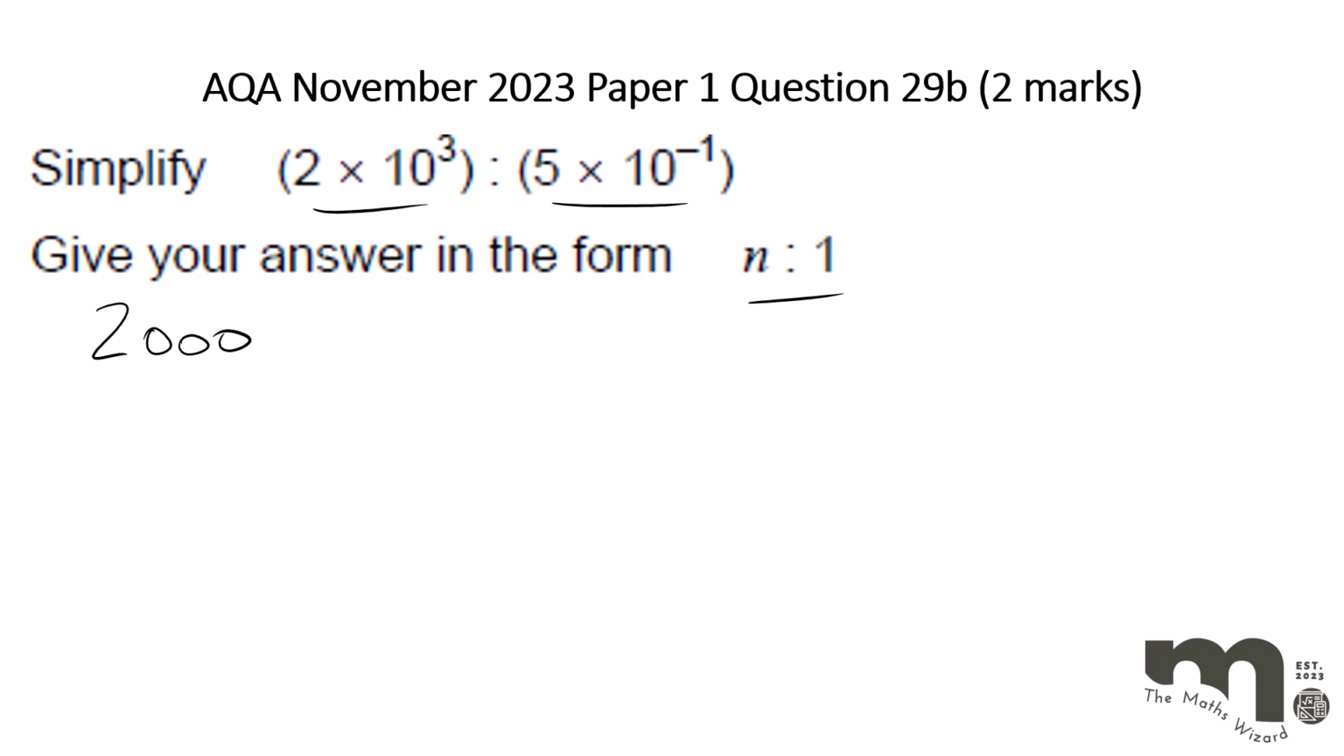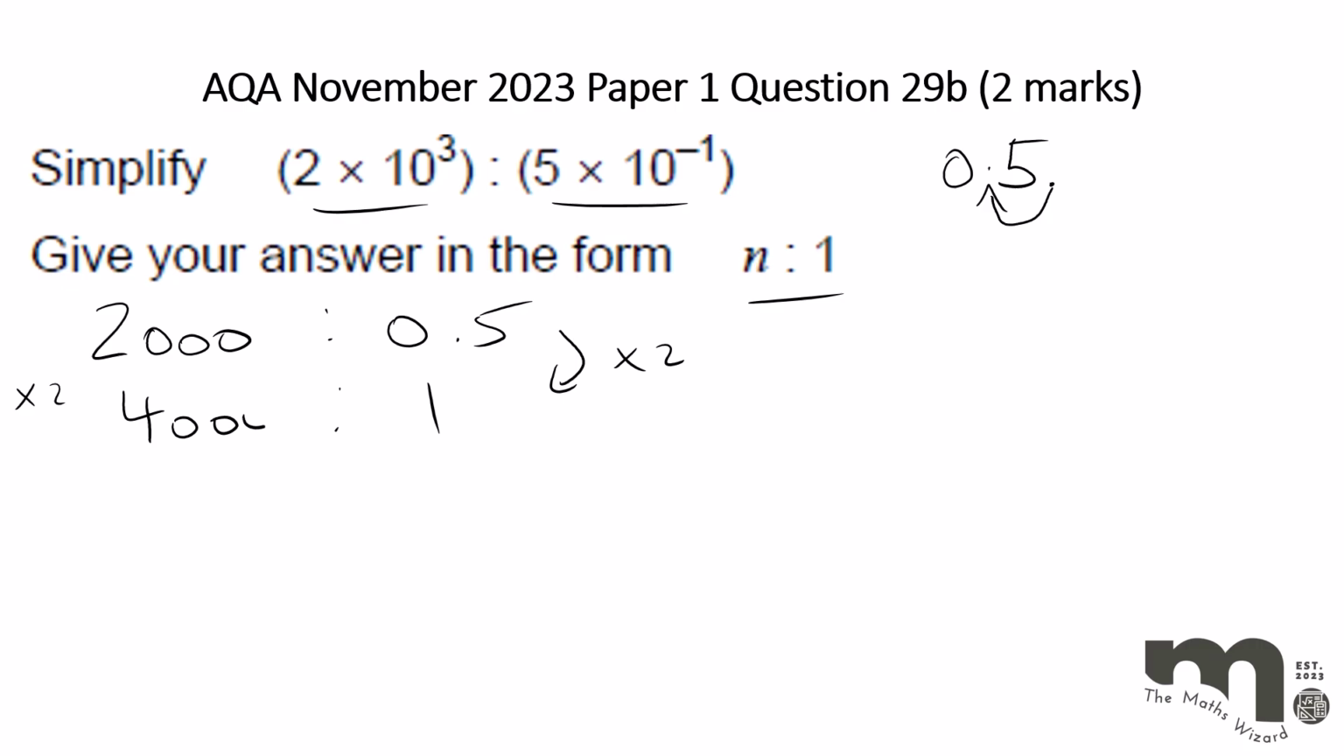Then we've got 5 times 10 to the power minus 1. Well, remember when we've got our decimal point after the 5 here, we're moving it once to the left. So this number is actually 0.5. So we've got 2000 to 0.5 in the ratio, but we're trying to make the right hand side of the ratio worth 1. So 0.5 actually goes into 1 twice. So we're just multiplying that by 2. So all we've got to do is multiply the 2000 by 2. So we'll get 4000 to 1.